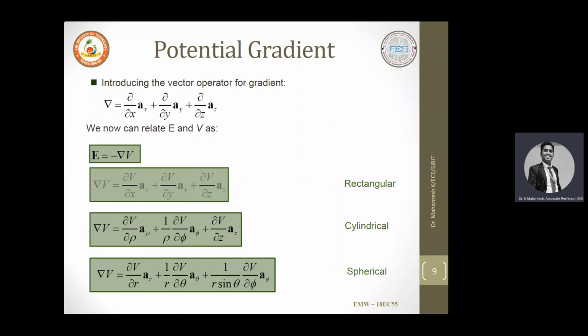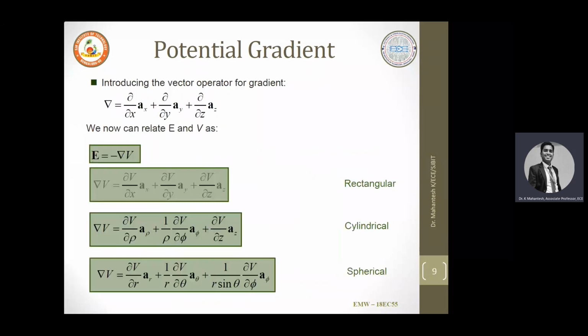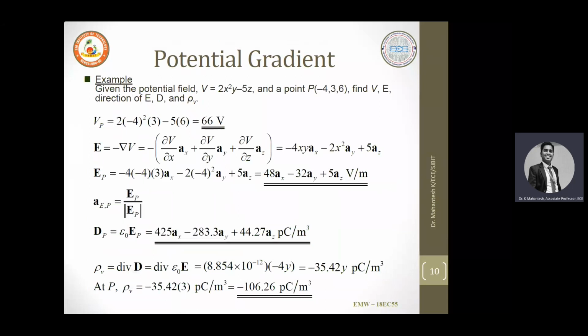We know the potential gradient del V is given for the rectangular coordinate system, for the cylindrical coordinate system, and for the spherical coordinate system in terms of aR, a theta, and a phi. Let us take a simple example to calculate V, that is potential, the electric field, the electric flux density, and along with rho V.